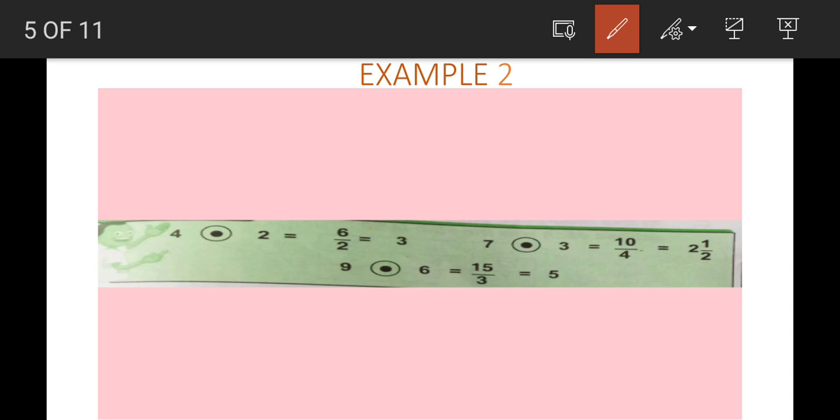Let's assume this 2 was not given. How can we get our 2? What you simply do is 4 minus 2. What will it give you? 2. That was how this 2 was gotten.